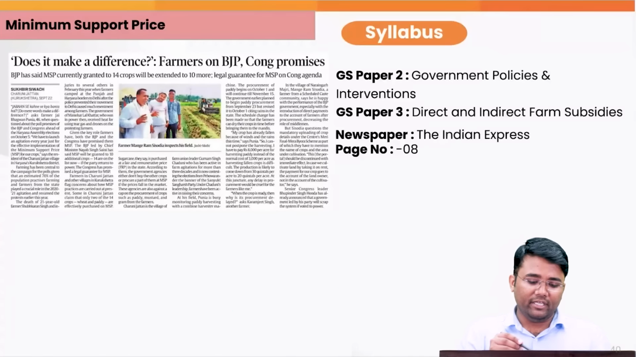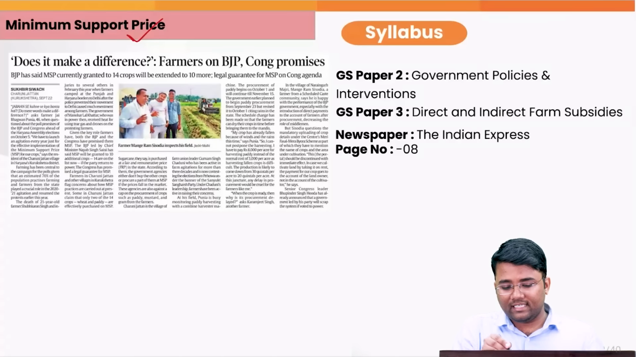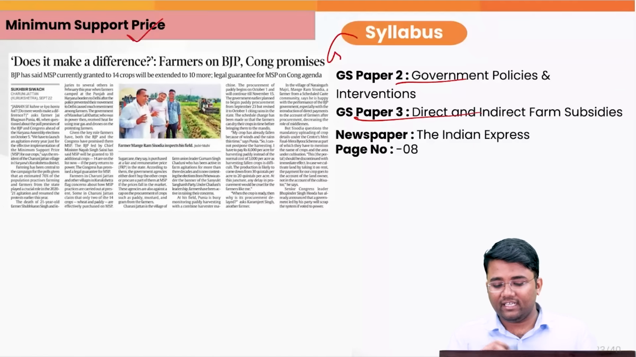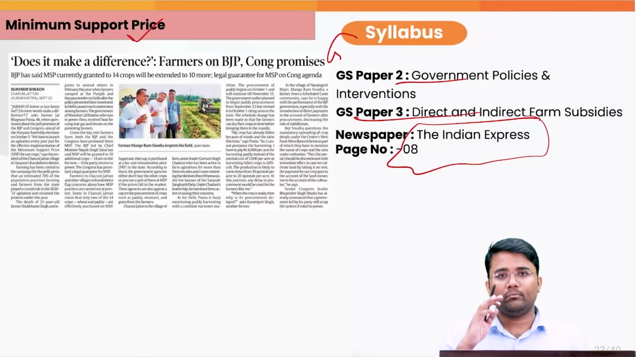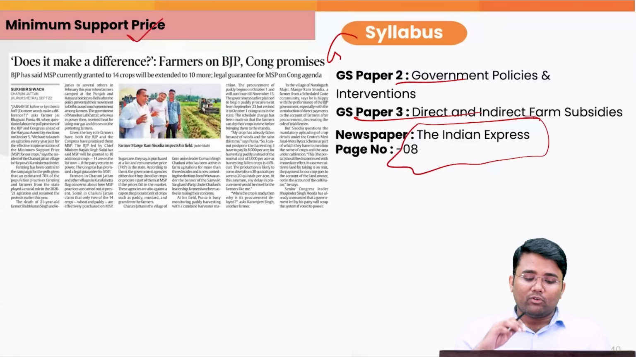Our next topic is minimum support price. The syllabus to which this particular topic pertains: GS paper 2, government policies and interventions; GS paper 3, direct and indirect farm subsidies. This has appeared in today's The Indian Express newspaper, page number 8. So what is the context?